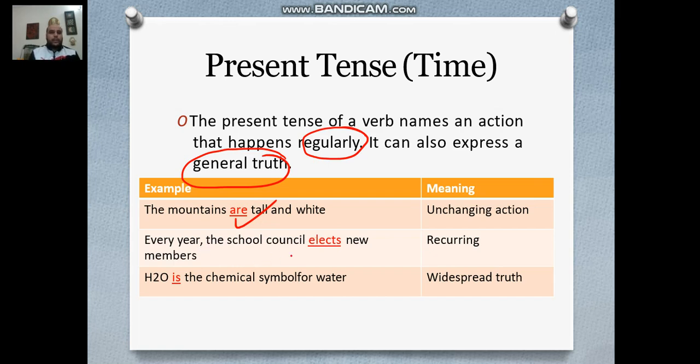Every year the school council elects new members. You see here we have every year. Something which is happening regularly, okay, repeatedly, okay. The last one is a widespread truth, and it's a general truth, okay. H2O is the chemical symbol for water, always, forever, since the beginning of science until the last day on earth. H2O is going to be the chemical symbol for water. That's why we are using the simple present tense.